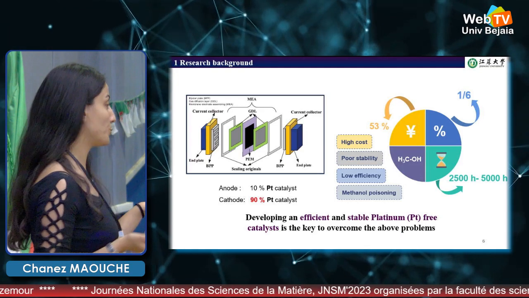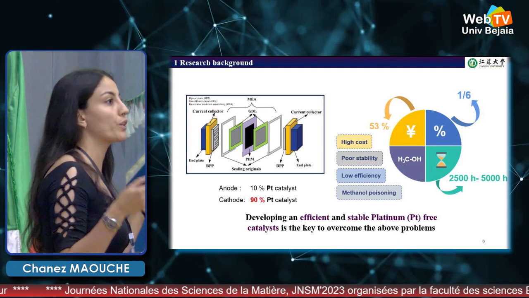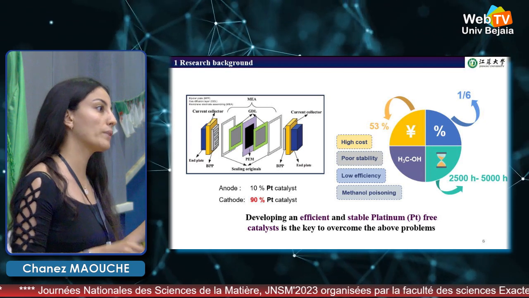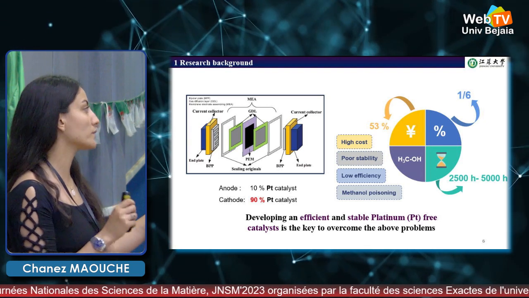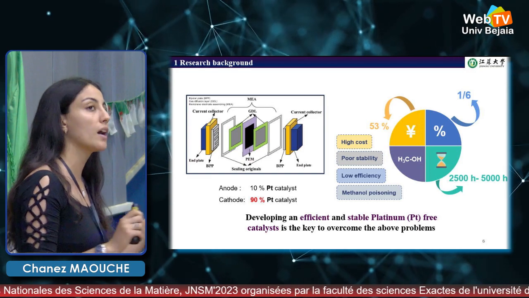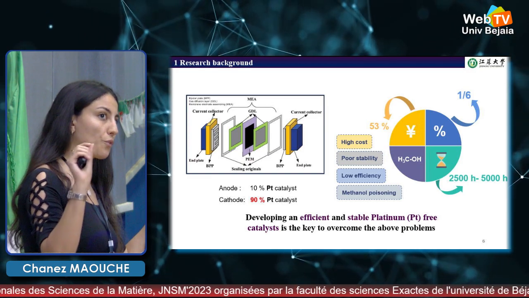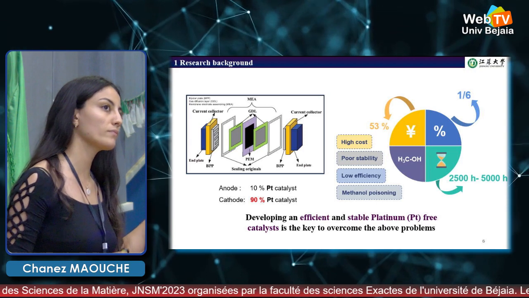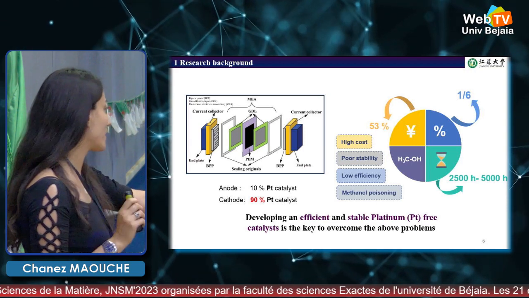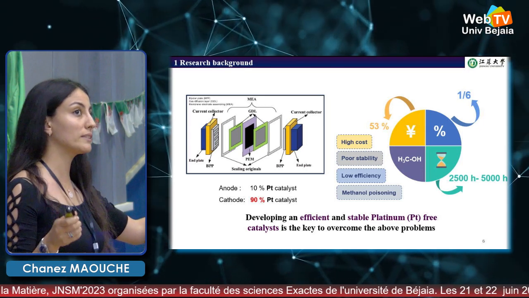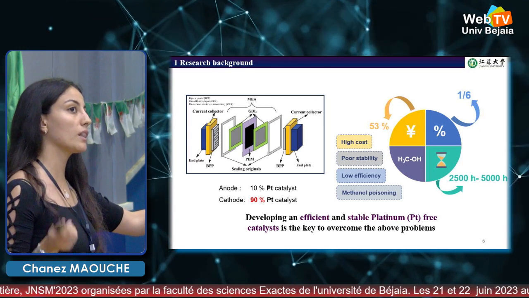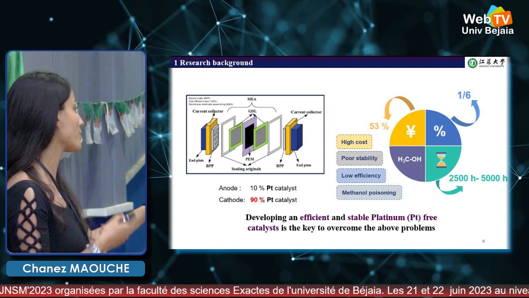So usually to tackle this issue, we use catalysts, mainly noble catalysts such as platinum. However, platinum is used at 90% at the cathode, because the cathode has sluggish reaction kinetics. But the problem with platinum is that it's very expensive, so it's a very high cost. As well, using Pt leads to poor stability, low efficiency, and methanol poisoning.